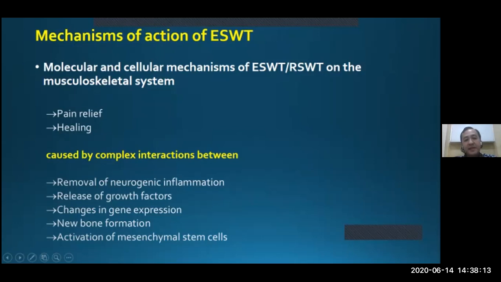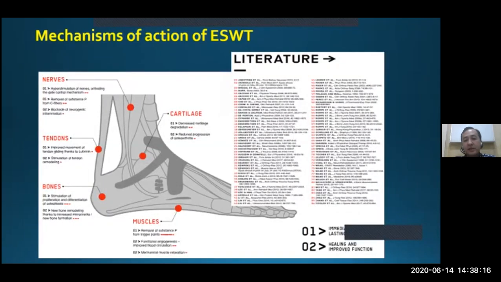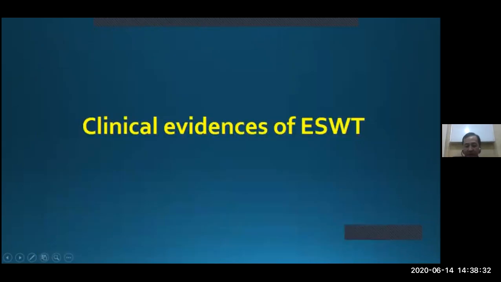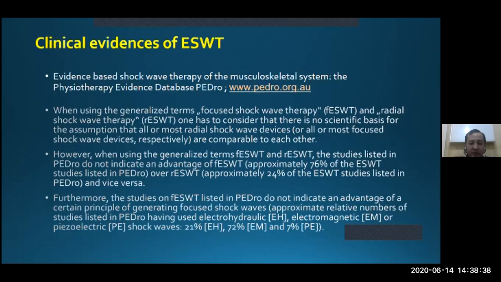So this is the mechanism of action, and we know a lot of literature and studies already mention the effect of the shockwave in the musculoskeletal system, like in the nerve, tendons, bones, muscle, and cartilage. So how about the clinical evidence of the shockwave here? If we want to know about the evidence base of shockwave therapy in the musculoskeletal system, we can open www.pedro.org.au. This is the Physiotherapy Evidence Database, or PEDro database.